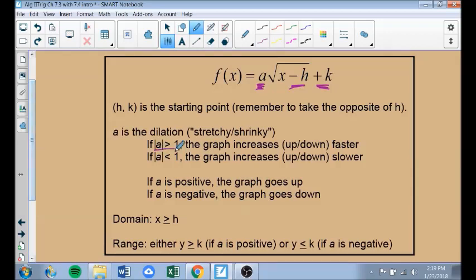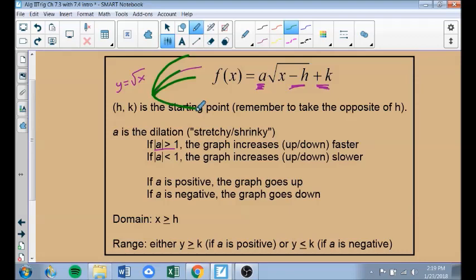If A is greater than 1, the graph increases faster. So like here's your parent function. Your parent function is y equals the square root of x. If A is greater than 1, the graph goes up faster. If A is less than 1, the graph goes slower. If A is positive, the graph goes up. If A is negative, the graph goes down.